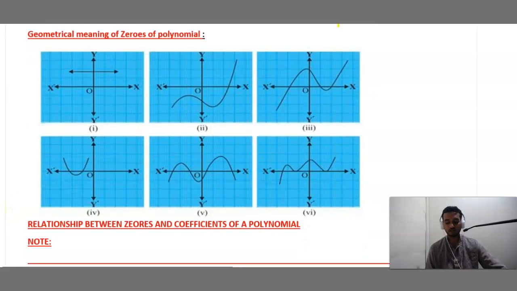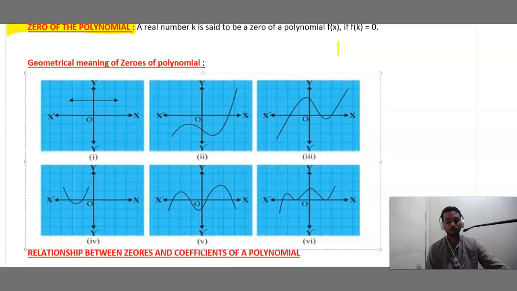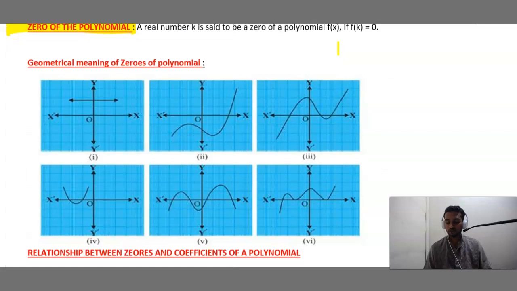Understood? Don't get confused. Now, after this, let me come to the geometric meaning of zeros of a polynomial. Children, based on this topic, you can expect a very important question. It carries 1 mark actually. They may ask you to write the geometrical meaning of the zeros of a polynomial. How? For example, we can see here. Let me see this first question.